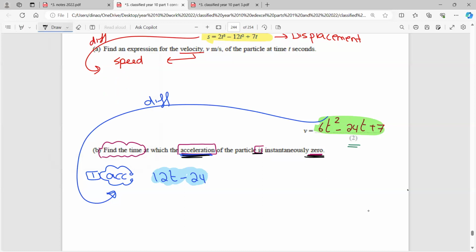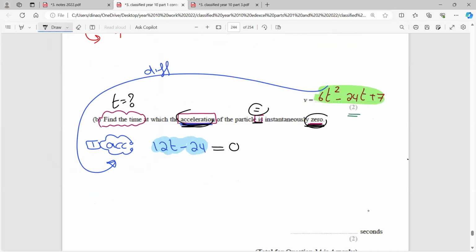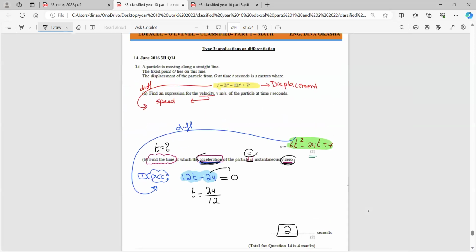The students said, miss, substitute. Substitute what, my dear? In order for me to substitute I must be given a value of t. He wants t, and says is, and in math is means equal. He told me acceleration is 0. That's it. Find the time. Okay, so you want the value of t. Here t is super easy in one step. Move the 24 and then divide by 12, so you get a final answer of 2.